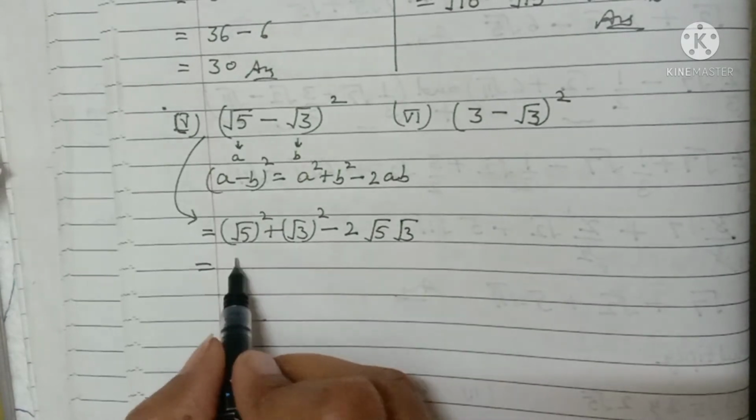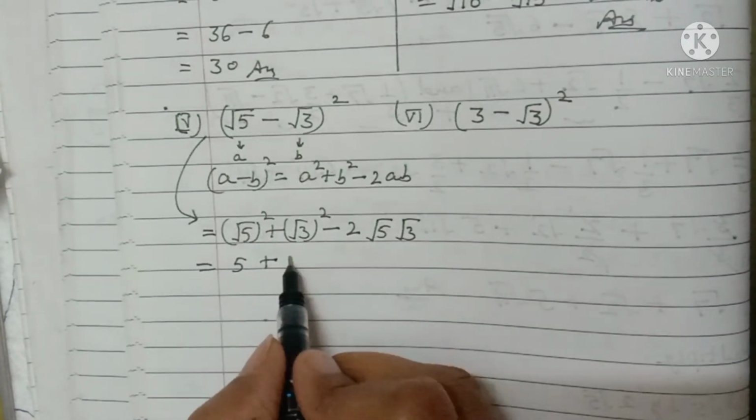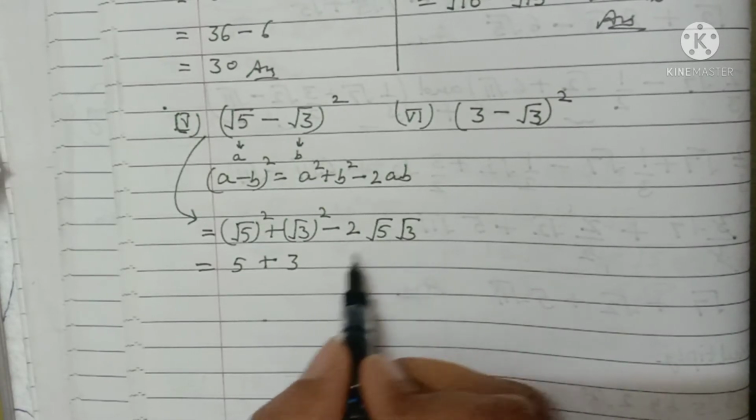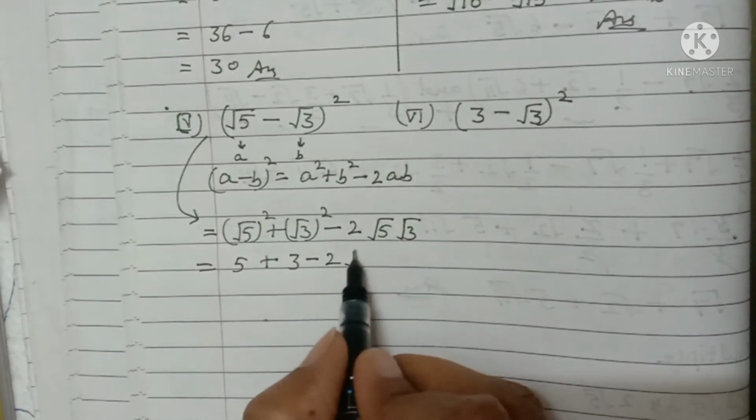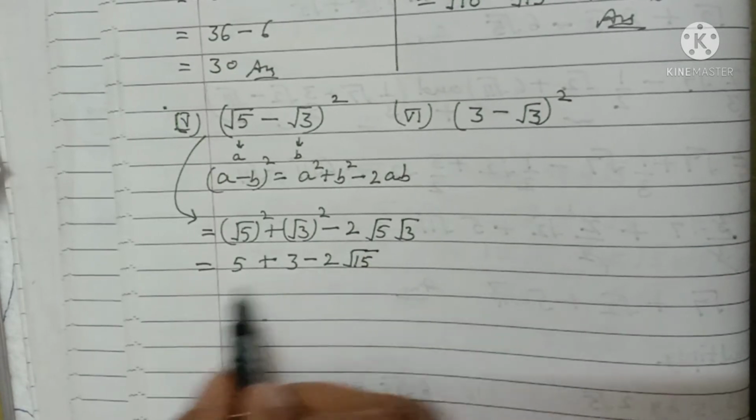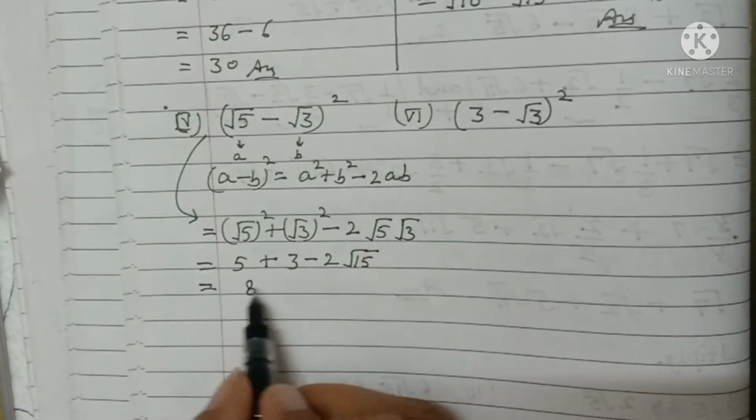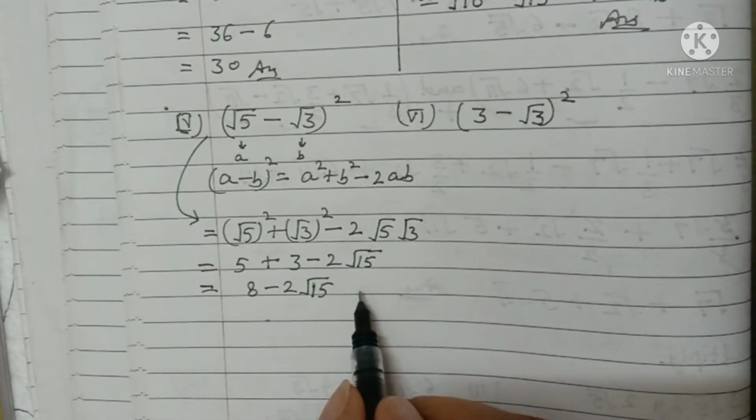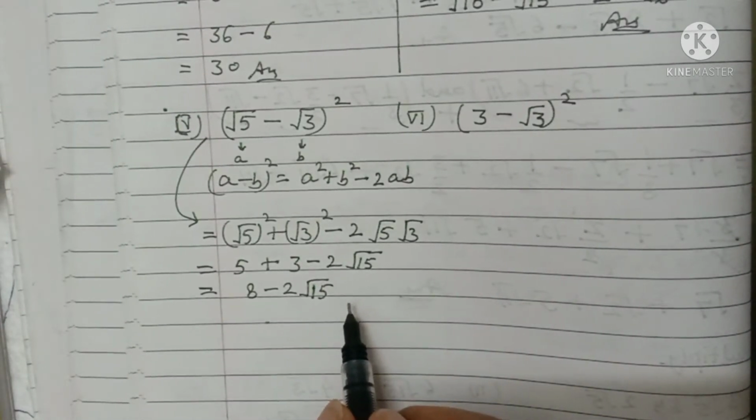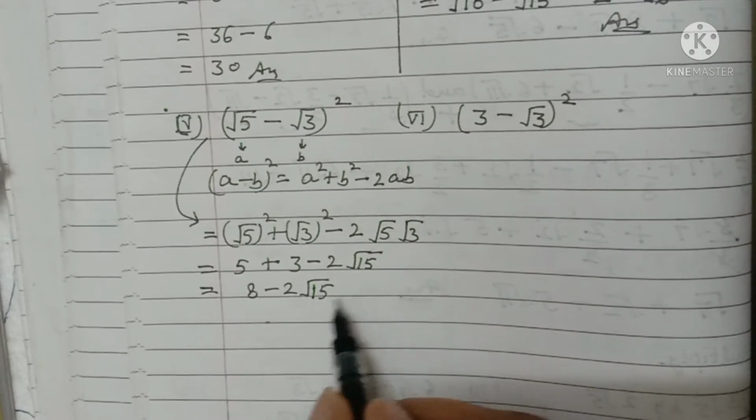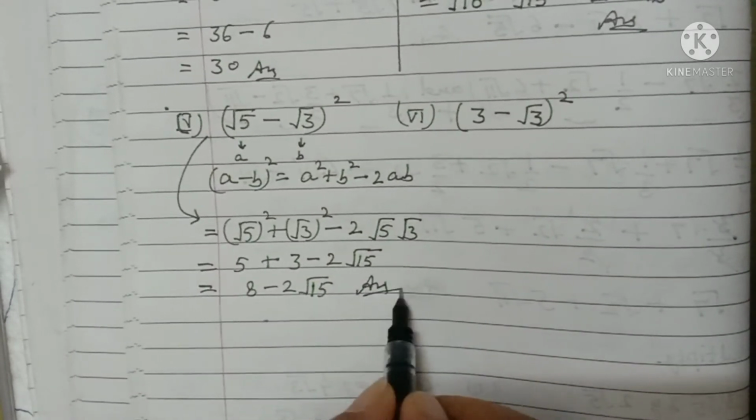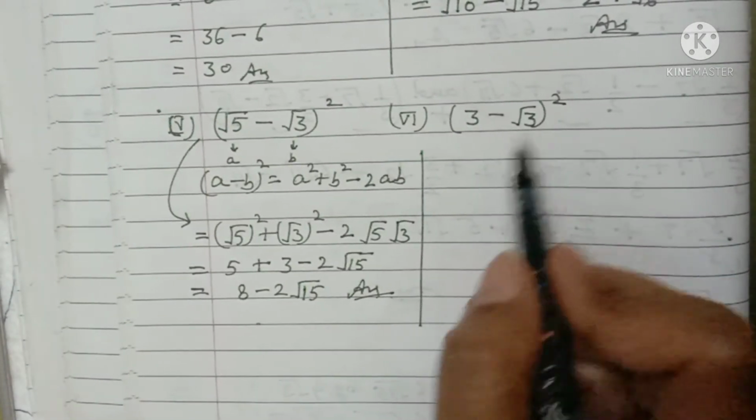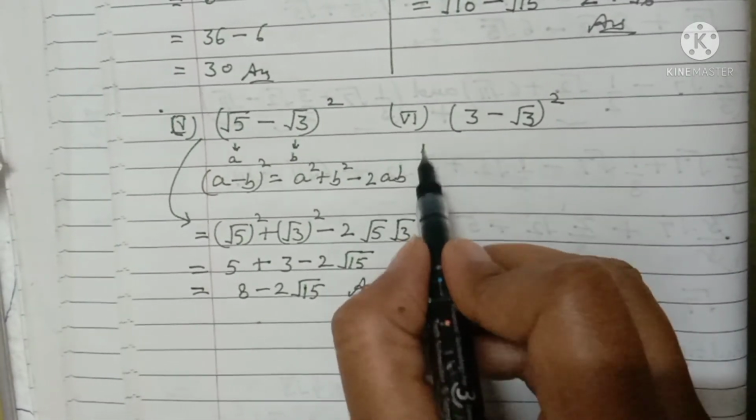So this is 5 plus 3, and under root 5 into under root 3, 5 times 3 is 15, so minus 2 root 15. And 5 plus 3 is 8, so 8 minus 2 root 15 is the answer, or you can take common, or otherwise it is also complete. Now this part also, the same identity will be applied.